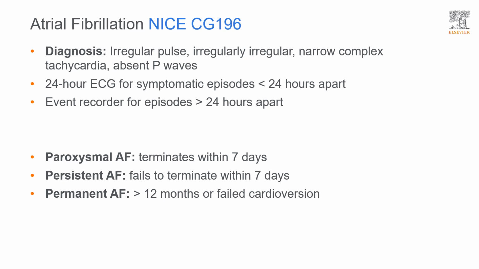And persistent AF fails to terminate within 7 days and often requires chemical or electrical cardioversion to restore sinus rhythm. Finally, permanent AF lasts more than 12 months or persists despite repeated cardioversion, and distinguishing between these types is important as management strategies may differ.